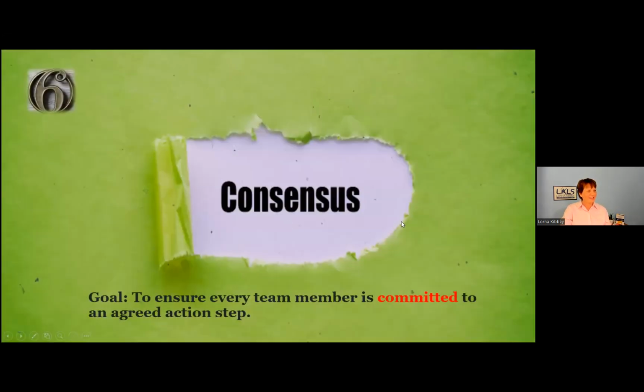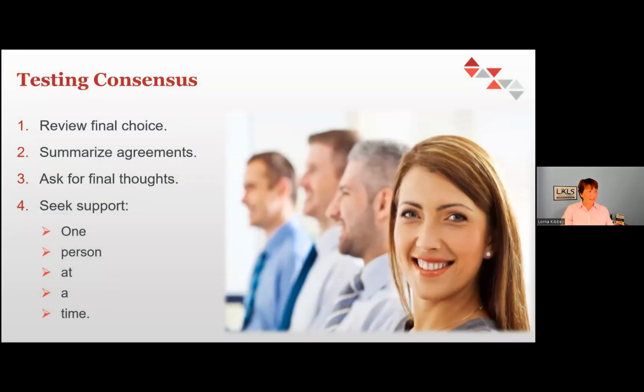All right, consensus. Ensure every team member is committed to agreed action step. I talked about this last time, so you got this one. This whole activity of consensus. You're going to test consensus. And we went through this last time. You review the final choice, you summarize the agreements, you ask for final thoughts, and then you go one person at a time to ask them if they can support the decision after you leave the room. This is a really easy activity. It's a really essential activity whenever you're making a decision, something that you can put into practice right now.